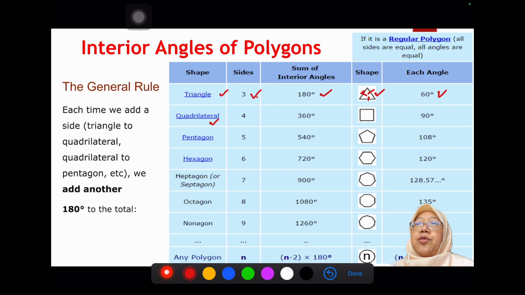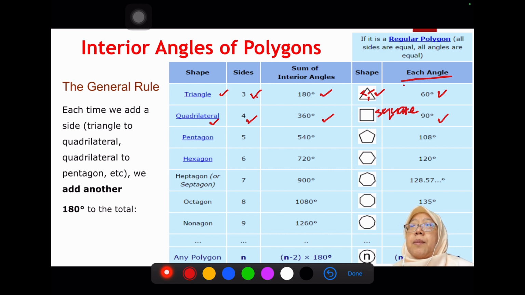Quadrilateral. Quadrilaterals have 4 sides, and the total of interior angles is 360 degrees. This is an example of a quadrilateral. Each angle is 90 degrees. When you look at the angle, each angle is 90 degrees. That means this is going to be a square.